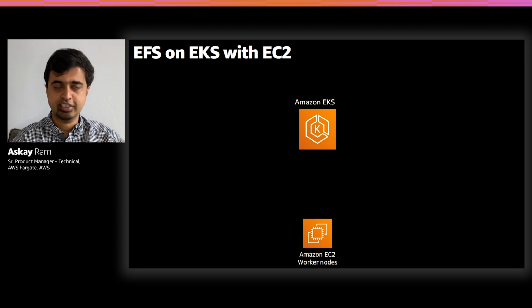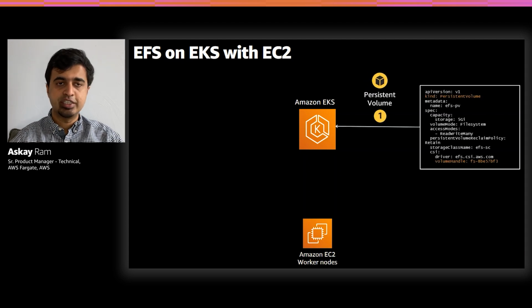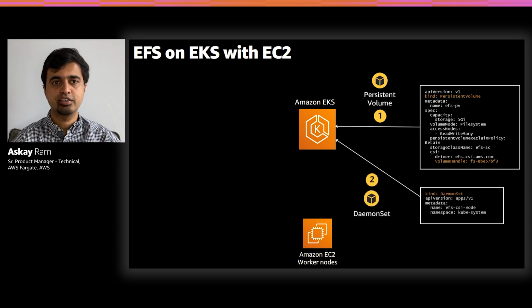It comes down to five steps of setting up EFS on EKS on EC2. The first is the administrator creates a persistent volume. Usually this requires a step before, going to the AWS console, creating the EFS volume and coming up with the volume handle, as you see, which is the file system ID. You create this persistent volume and apply it to your Kubernetes cluster. The second is you install a DaemonSet across all the clusters of instances you own and manage. In this case, it's the CSI EFS DaemonSet, which is installed on your instances.